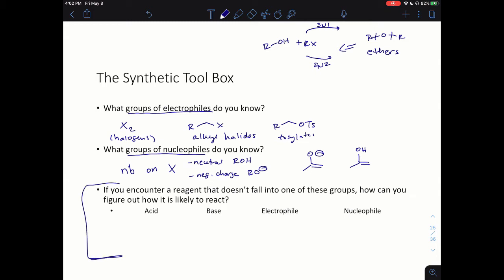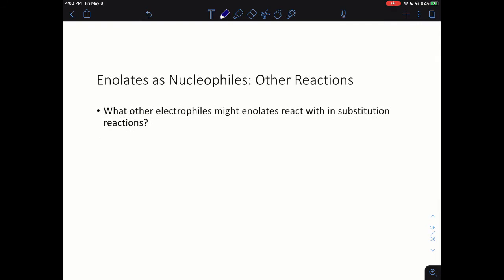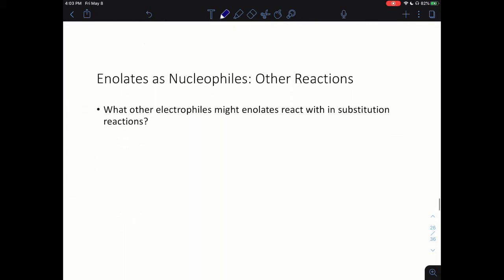And then make sure you don't skip this question. This is one I need you to think about on your own. So now that we've thought about that, big hint, what other electrophiles might enolates be able to react with? Well, we only listed two. We listed halogens and we listed alkyl halides and tosylates. So can they react with alkyl halides and tosylates? Yes, indeed, they can. So we can imagine, and I believe I diagrammed this when we first began this discussion, enolates reacting in an SN2 reaction. Oops, we are not losing the R group, right? We're losing X.